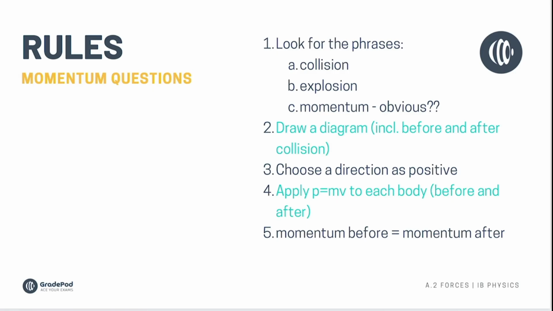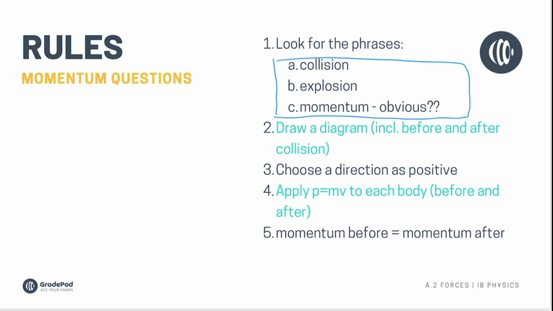The first rule is the clue that you're using momentum and the conservation of momentum. The clue is you'll see the words collision, explosion, or you might even see the word momentum, which would be the biggest clue. Then you draw a diagram. On the left-hand side, you draw a diagram of the situation before the collision, and on the right-hand side, you draw a diagram of the situation after the collision.